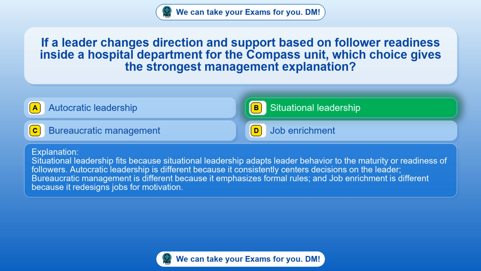Autocratic leadership is different because it consistently centers decisions on the leader. Bureaucratic management is different because it emphasizes formal rules, and job enrichment is different because it redesigns jobs for motivation.